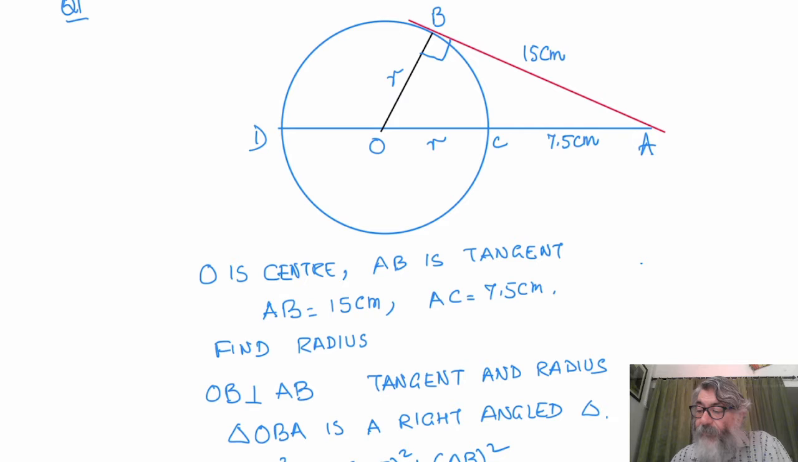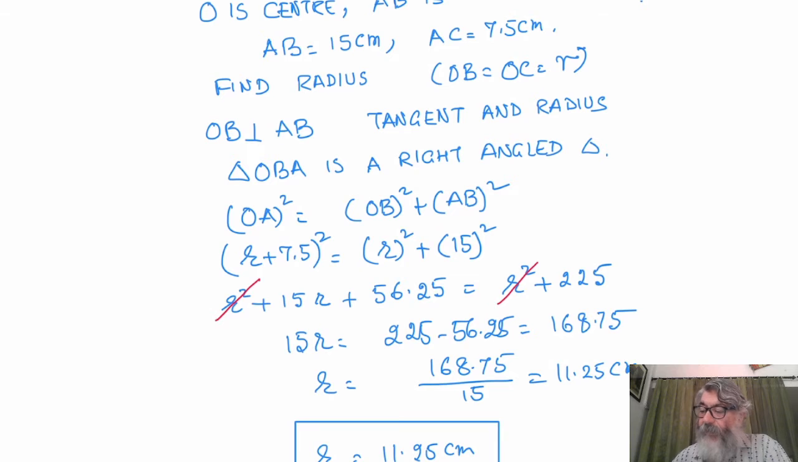This property is also important: OB is equal to OC, radius of the same circle. OB is equal to OC is equal to R. So that becomes R plus 7.5, and then we apply Pythagoras theorem and we get the value of R. R square in the calculation will cancel. Sometimes you may get R square also, then you may get a quadratic equation in which one value may come negative, which will be cancelled, as it will not be the solution. We have to see that the solution has to be positive.